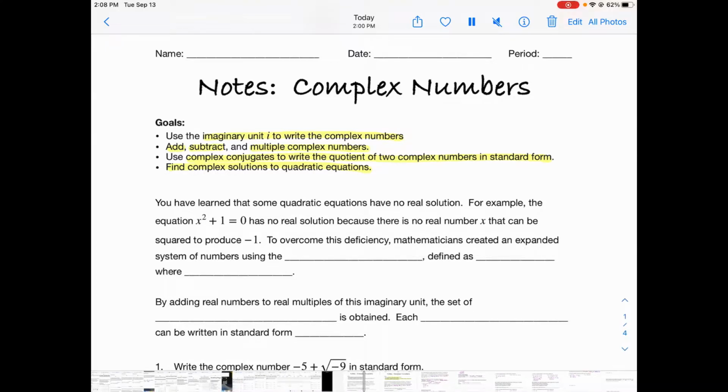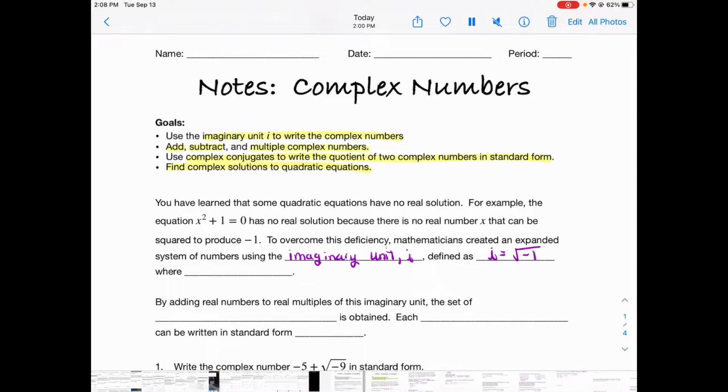So we have learned that some quadratic equations have no solution. For example, x squared plus 1 has no real solution, but it does have a solution. To figure out what to do when we get a square root of a negative number, we use what's called the imaginary unit i. So i is defined as the square root of negative 1. And if i equals the square root of negative 1, i squared must be negative 1.